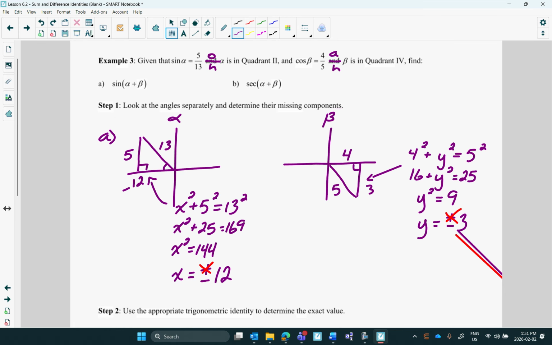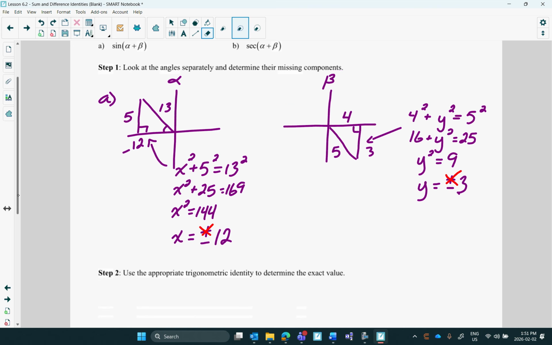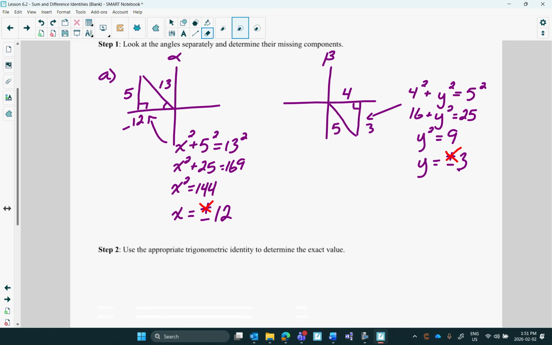Why did I have to do all that? So I can do this. Is this the compressed form or the expanded form? Compressed form? It's the compressed form, which means I got to expand. What's sine sum? This is the sine sum I get.